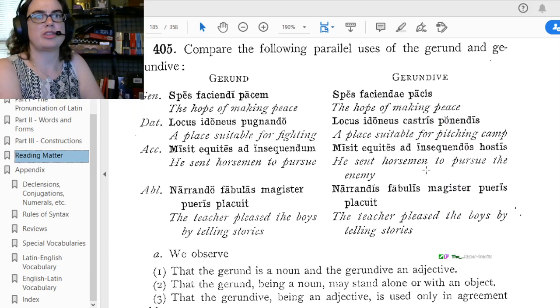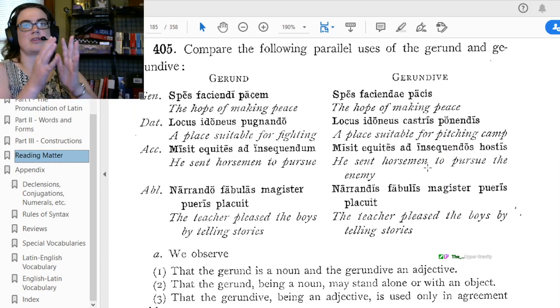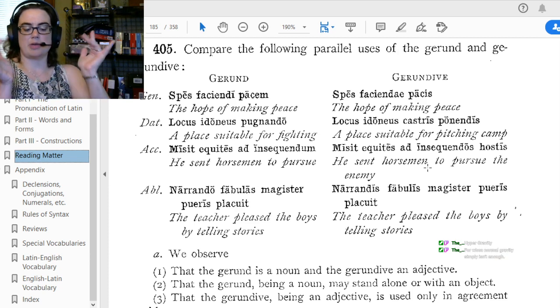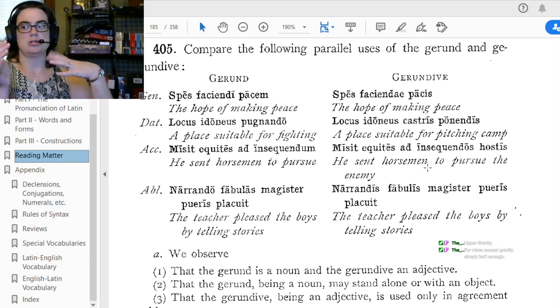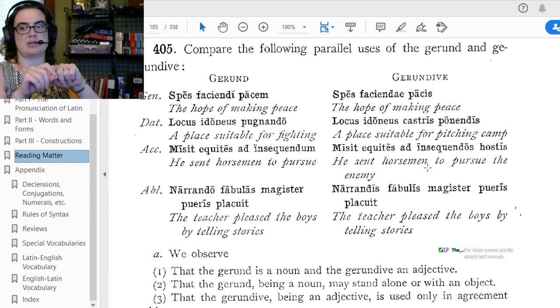So, we'll just run through a couple other examples. If it sounds confusing, you're not alone. Gerunds and gerundives are often a tripping point for students. I had friends in graduate school who were still tripping over it. So, you're not alone.